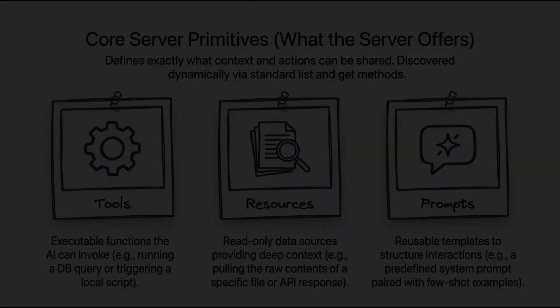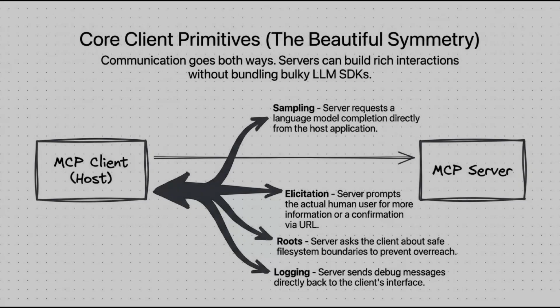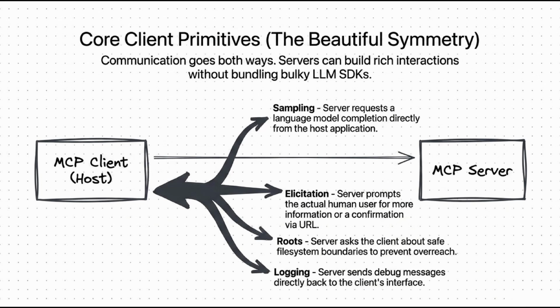But here's the kicker. Communication actually goes both ways, and this is where it gets incredibly powerful. Clients can also expose primitives right back to the servers. This allows server authors to build unbelievably rich interactions without needing to bundle their own bulky LLM SDKs. For example, through sampling, a server can request a language model completion directly from the client's AI application. With elicitation, the server can prompt the actual human user for more information.